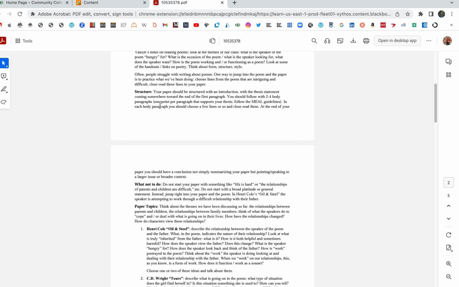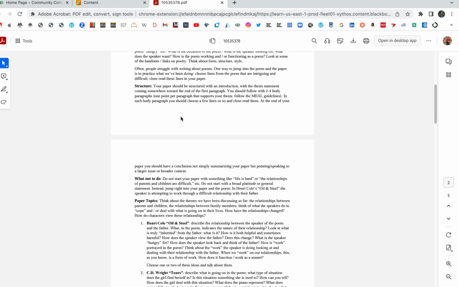Each body paragraph is going to have one main idea, one main thread. It's not just going to be a jamming of all your thoughts. Follow the MEAL guidelines. In each body paragraph, you should choose a few lines or so and close read them. Again, each body paragraph will include quotes from the poem.